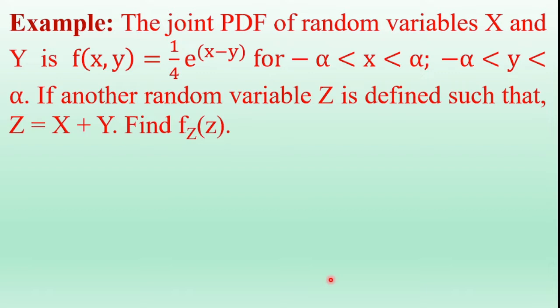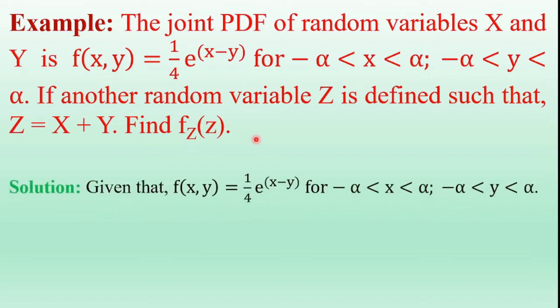In this video, I am going to discuss an example of the sum of two random variables. The given example: the joint probability density function of random variables x and y is f of x comma y equal to 1 by 4 into e power x minus y, for x equal to minus alpha to alpha and y equal to minus alpha to alpha. If another random variable z is defined such that z is equal to x plus y, find fz of z.